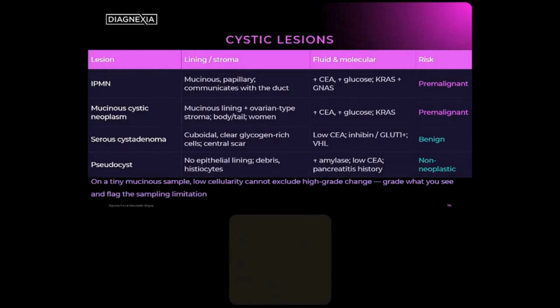Okay, now having checked the radiology and you know that it's a cystic lesion that's coming your way, they are well characterized cystic lesions with well recognized morphological features, and I've listed them there. Just remember that on a small mucinous sample with low cellularity, you can't grade a mucinous cystic neoplasm or an IPMN because of the limited sampling. So grade on what you see. I generally write a caveat to say, on the material that is sampled, this is low grade. However, other areas may show more severe grades and/or invasion.